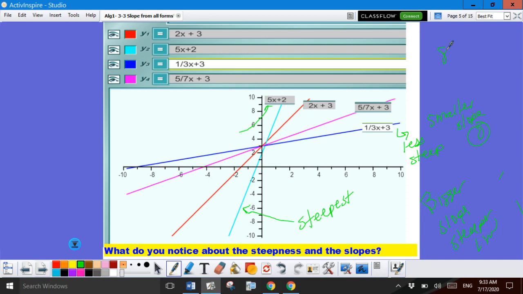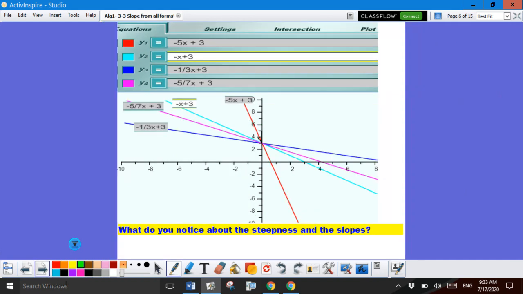So if I give you 8x plus 4, that is really steep. But if I give you 18x plus 4, that is not steep. Okay, that is flat. Let's look at these guys. Same thing with negatives. Okay, I have negative 1/3, negative 5/7, negative x, negative 5. The bigger or the farther away from 0, if you want to think about it in terms of distance, the farther from 0 my slope is, the steeper the line.